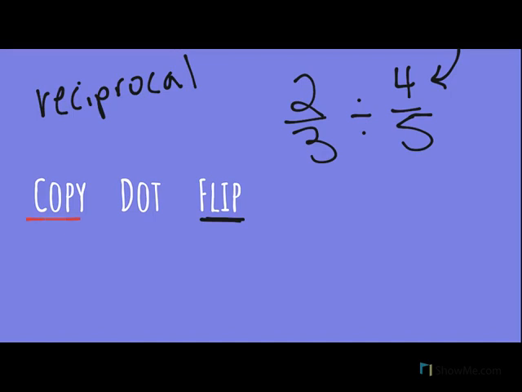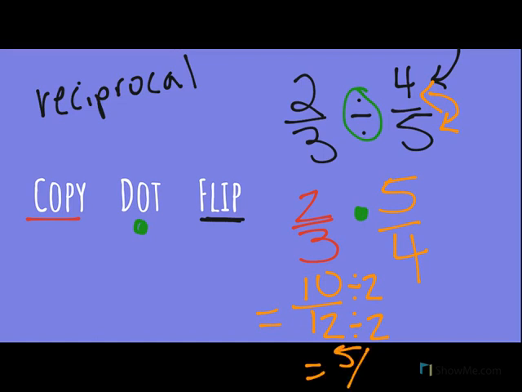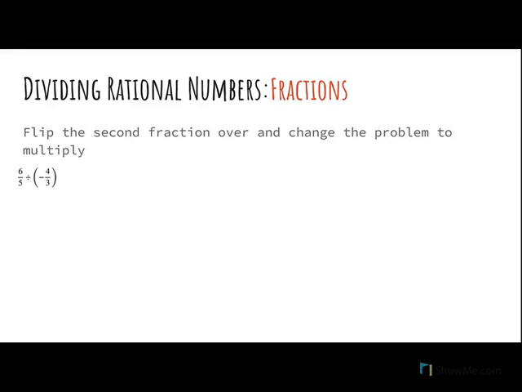So the slogan you've heard before is copy dot flip. So copy. We're going to copy the first fraction we have written down. The second step is dot, meaning we're going to change this division to multiplication. And then the flip, we already talked about, I take this fraction here, top to bottom, bottom to top, and now I have multiplication. So I can multiply my tops together, my bottoms together, and then simplify if I can, and 5/6 would be my answer.